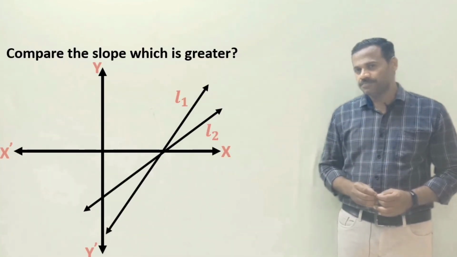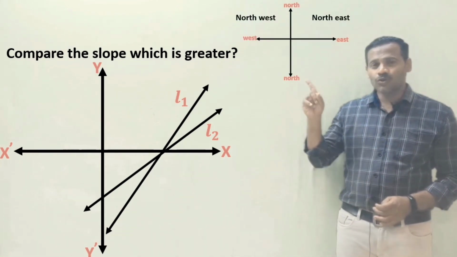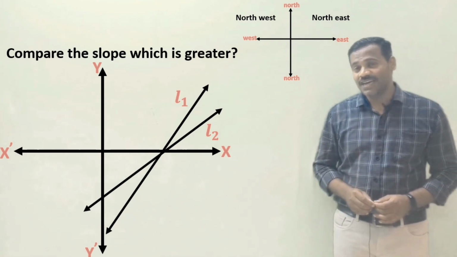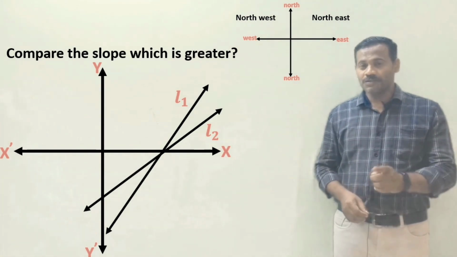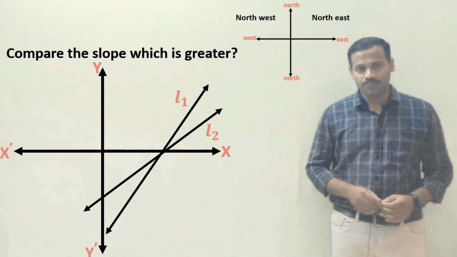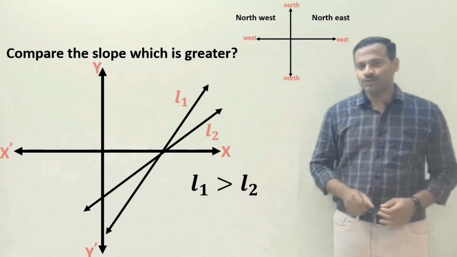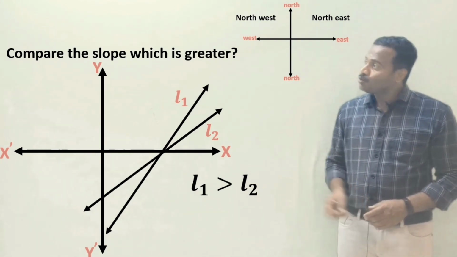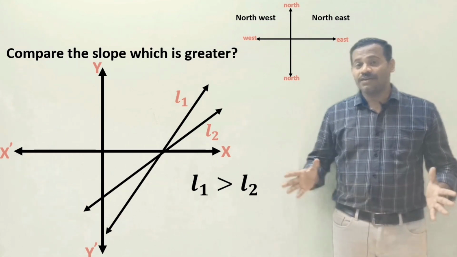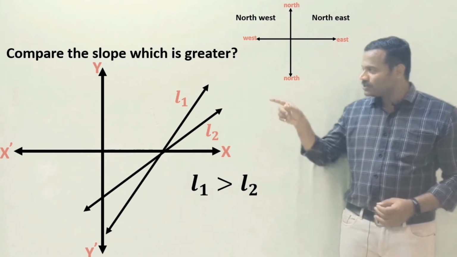Children, now coming back to the slope of the line, let us compare the slopes. Which slope is greater? If you compare the slopes, all the lines which move towards the northeast direction have a positive slope. Remember this. All the lines which move towards the northwest direction will have a negative slope. Now let us compare the slopes. Which slope is greater? The slope of L1 is greater than L2.